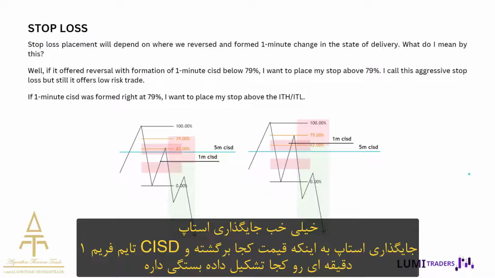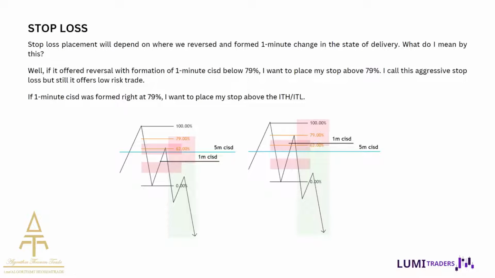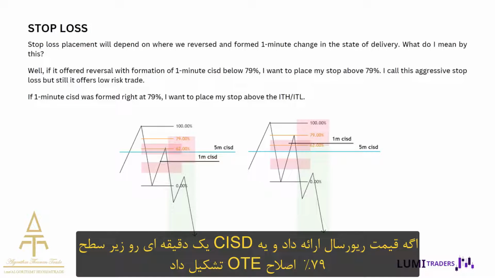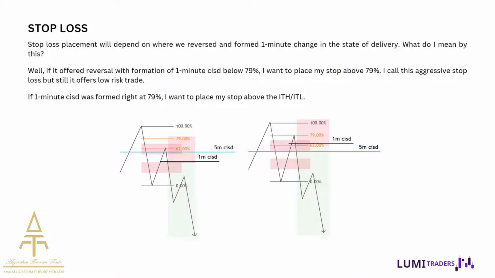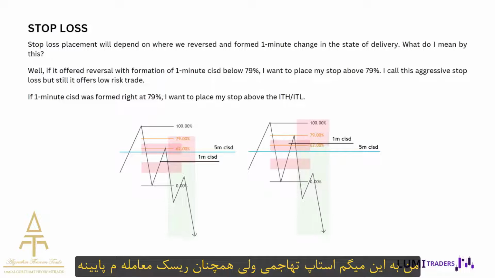Okay, stop loss placement will depend on where we reversed and formed 1 minute change in the state of delivery. What do I mean by this? Well, if it offered reversal with formation of 1 minute change in the state of delivery below 79% of this OT retracement, I want to place my stop above 79%. I call this aggressive stop loss, but still it always offers low risk trade.